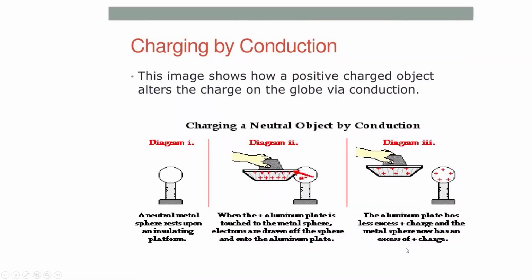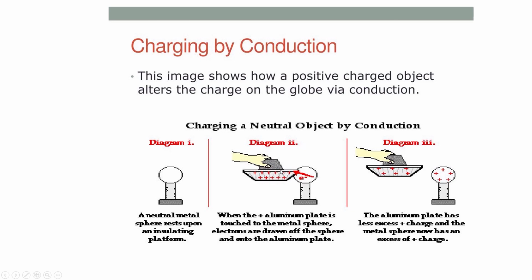The third way is charging by conduction. In charging by conduction, you charge a metal sphere through a conduction process. How? When the aluminium plate is touched to the metal sphere, for example, this is the aluminium plate and it touches the metal sphere, electrons are drawn off the sphere onto the aluminium plate.